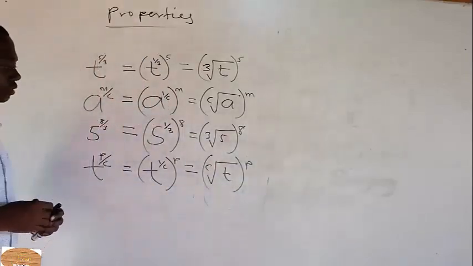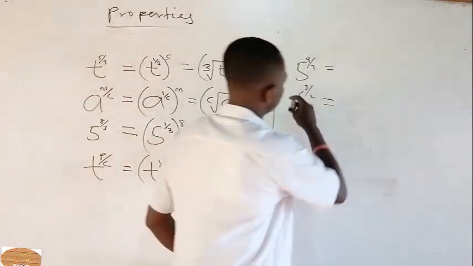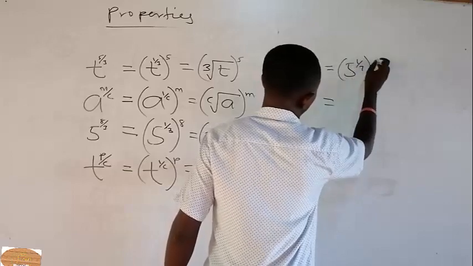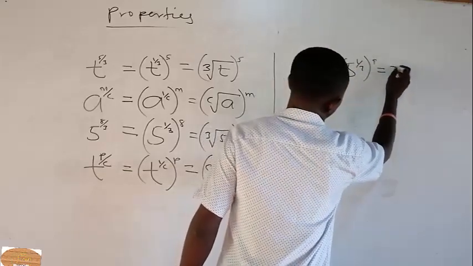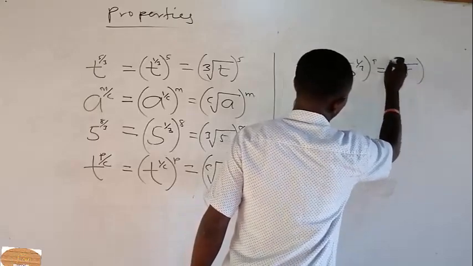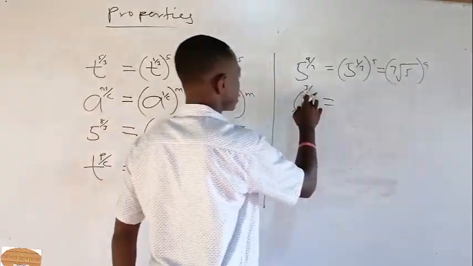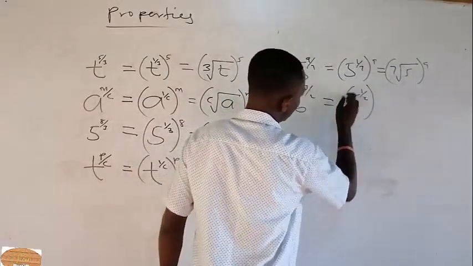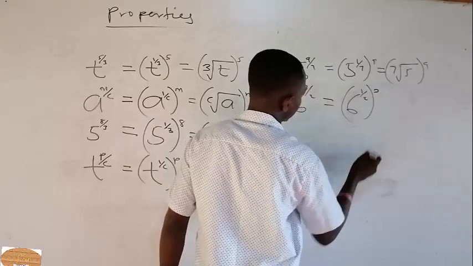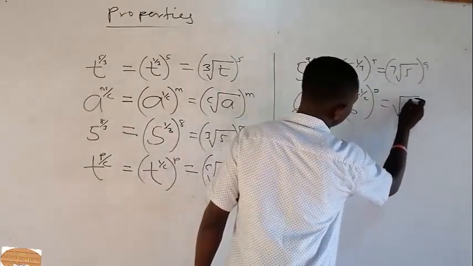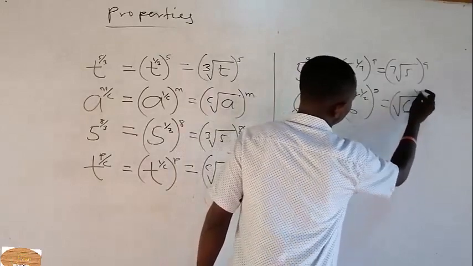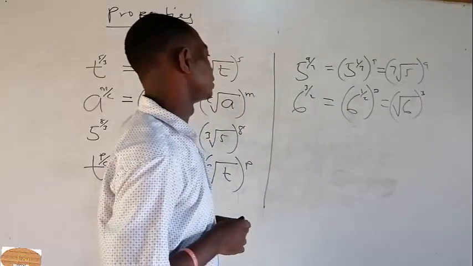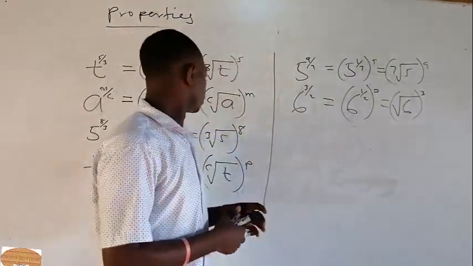Alright. So let me give you some to try. This one is the same as 5 to the power 1 over 7, all to the power 9, which is the same as the 7th root of 5, all to the power 9. And this one, 6 to the power 3 over 2, is the same as 6 to the power 1 over 3, all to the power 3, which is the same as the cube root of 6, all to the power 3. Alright, so that's that. So these are the examples.